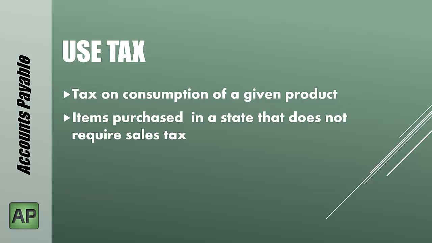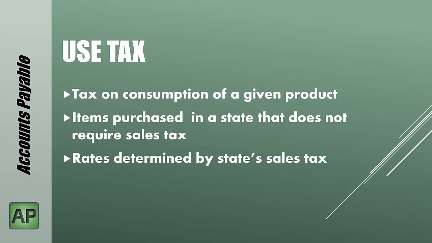Additional instances include purchasing an item by subscription or from a catalog without paying sales tax, personal property acquired with real estate purchase, and the distribution of property within a state for promotional purposes. Use tax rates are determined by the state's sales tax, as use tax is usually paid at the same rate.